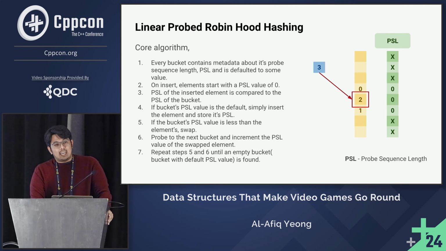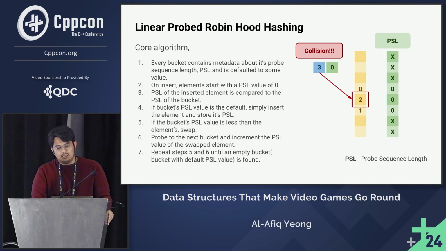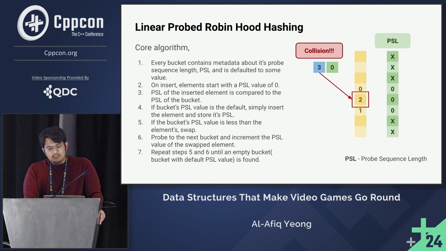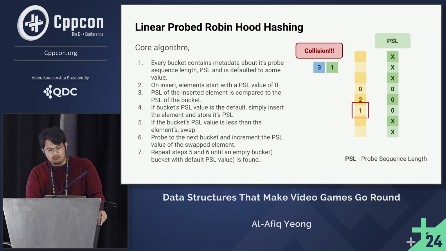So when this happens, we need to introduce a local variable called the probe sequence length. Because this bucket already contains an element, we probe to the next bucket while incrementing the PSL value for the element that we are trying to insert by 1.